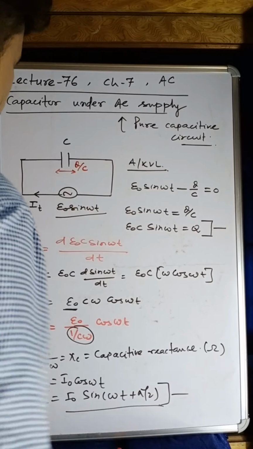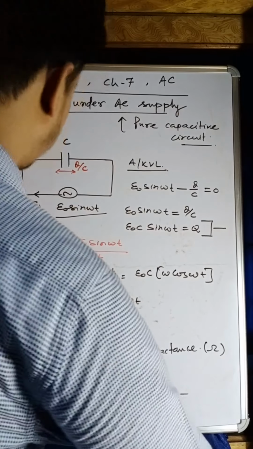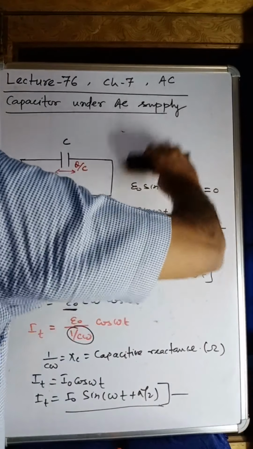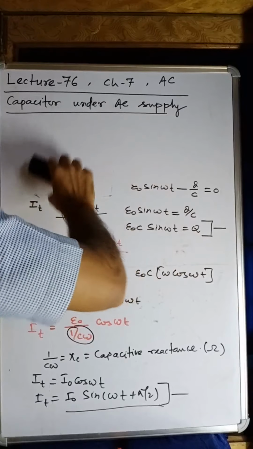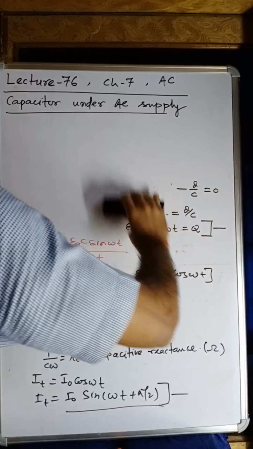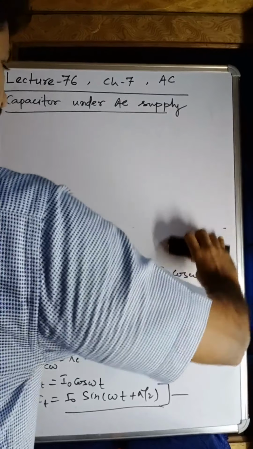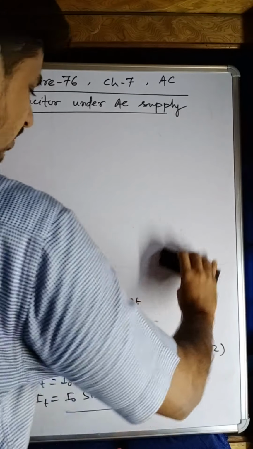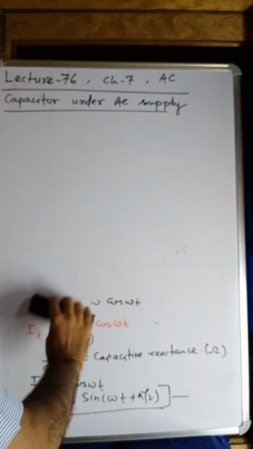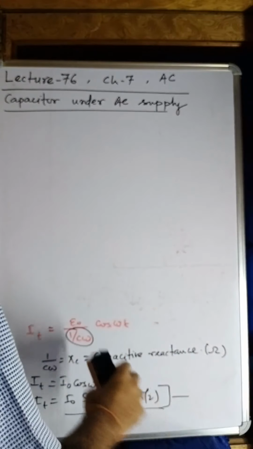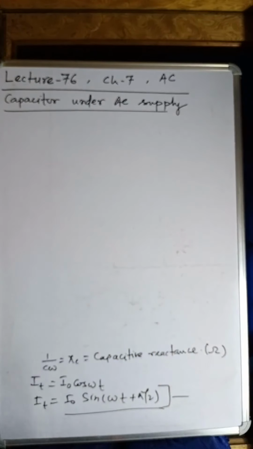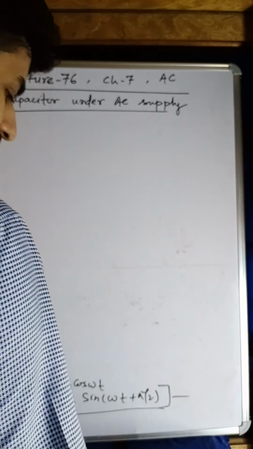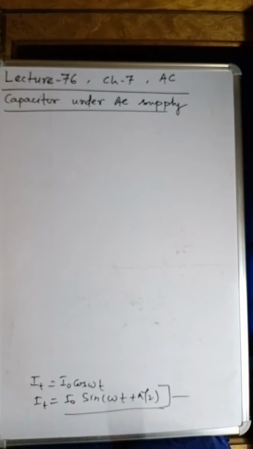Alright. So my dear students, for the capacitive circuit, the important thing is the capacitive reactance, what we got: 1 by C omega. A few questions you can form from there also.